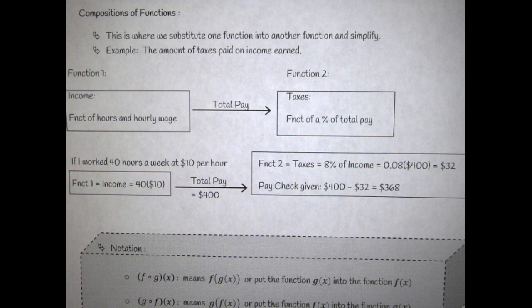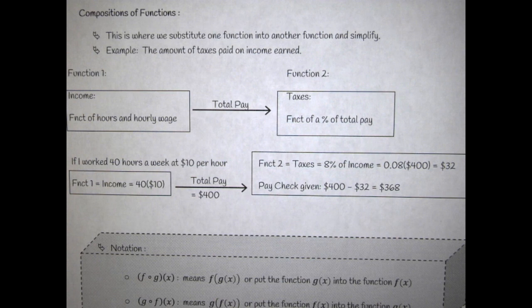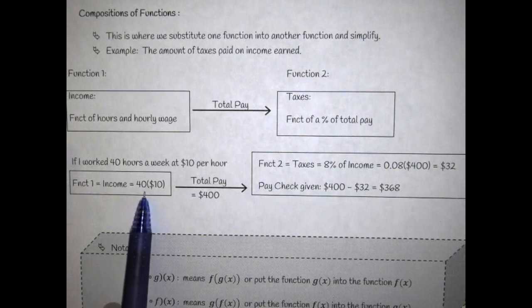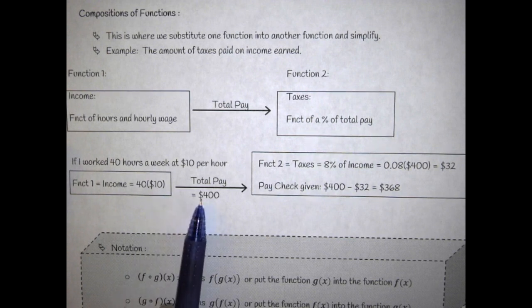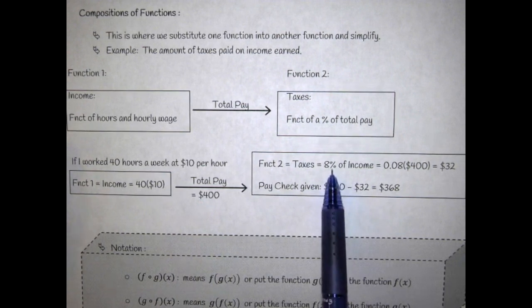Taxes get involved. Okay. So taxes are kind of like your function. So the first function you've got would be essentially your income. So whatever you made, that total pay that you make then has to be evaluated through taxes. So taxes is that percent of your pay. Okay. So if you look at this example here, we're saying that if you work 40 hours a week at $10 for 1 week, your total pay would be $400. Now let's say taxes were 8% of your income.